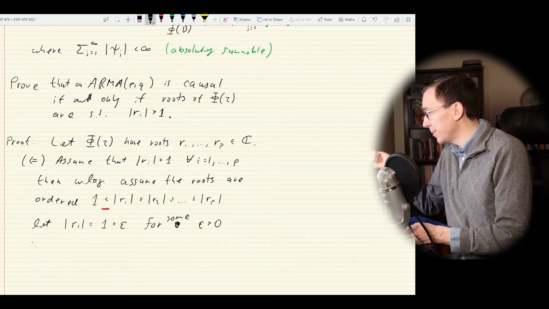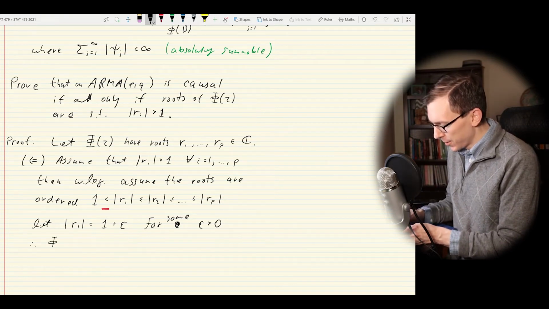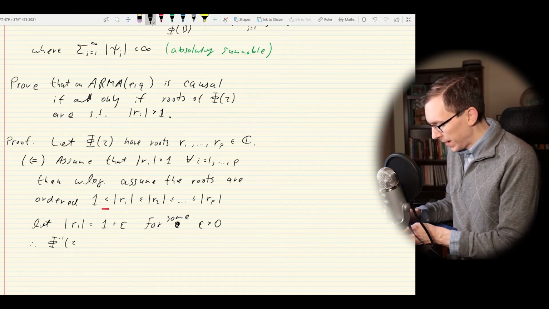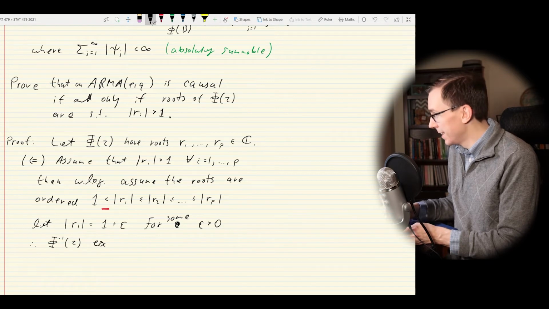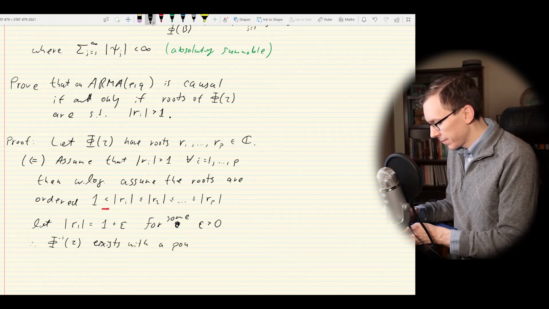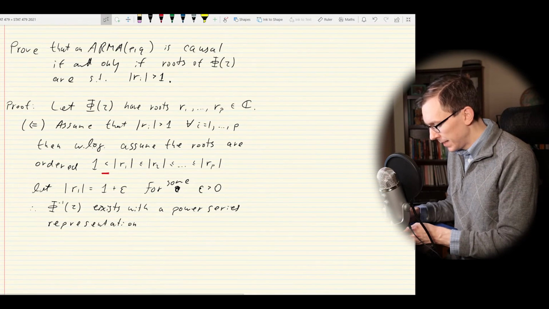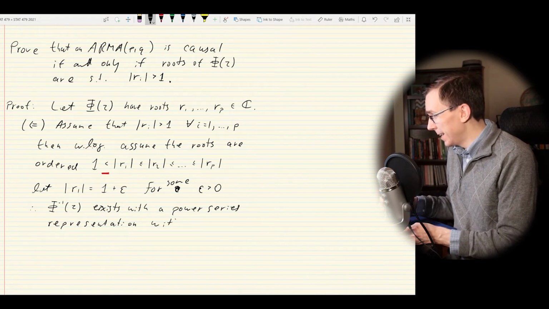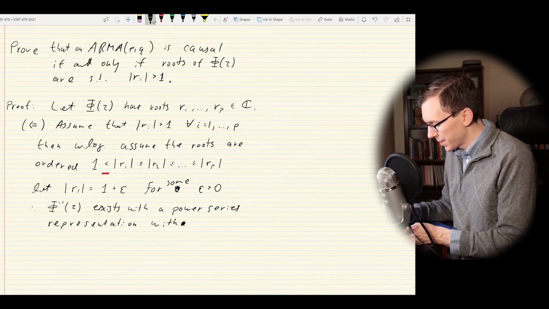So what does this mean? Well, this implies, therefore, we should say, that phi inverse of z exists with a power series representation, with radius of convergence.